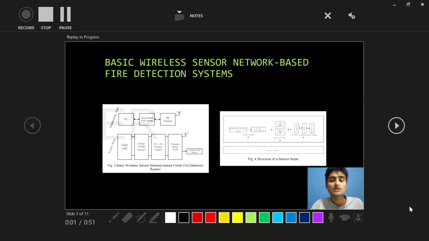So this is the basic wireless sensor network based fire detection system. Here you have the monitoring area as well as the forest area, where and when and how it should be installed in the project, so that there will not be any disadvantage in executing the project. The structure of the sensor node is also important, and I have already discussed which sensors are to be implemented for executing the project in a stipulated, full-fledged manner.